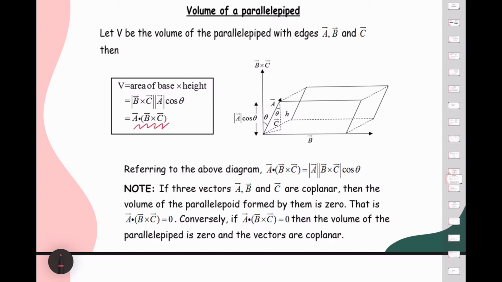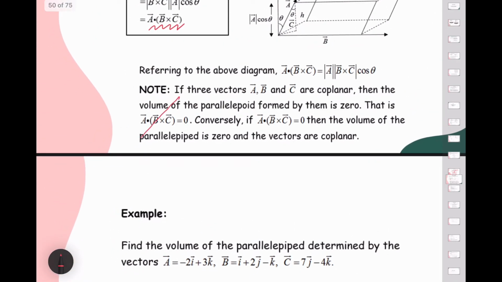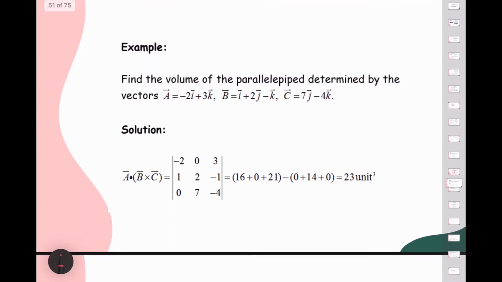Okay, so ini adalah dia punya gambaran dia, what is parallelepiped. Okay, so dia punya volume can be found by using A dot B cross C, di mana A, B and C ni adalah vektor. Okay, so kita tengok example. So this note you can abaikan because this one is about the non-coplanar, which is out of our syllabus. Okay, so let's see the example on finding the volume of parallelepiped.